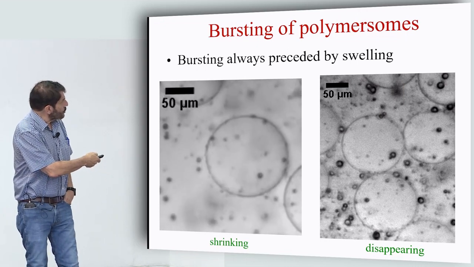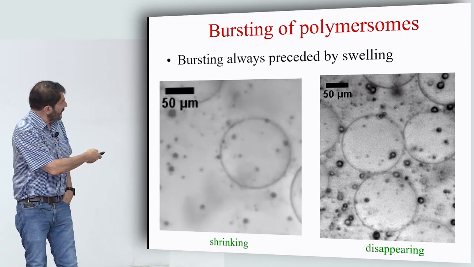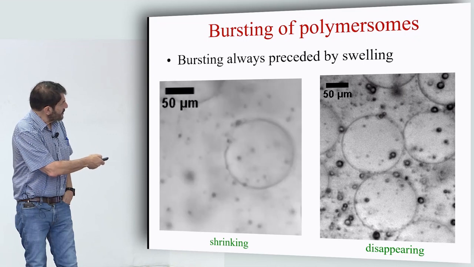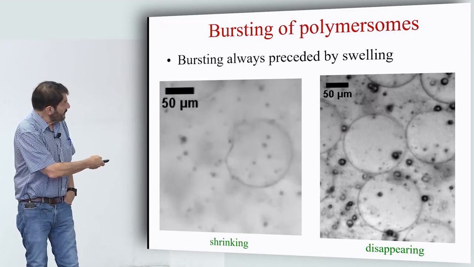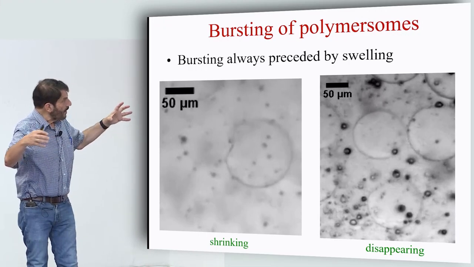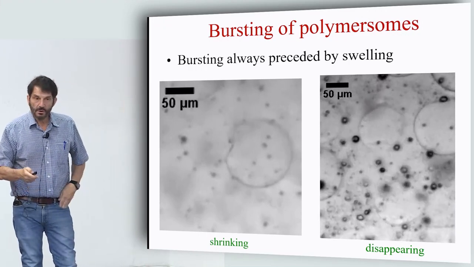You can see that it first grows, and then suddenly a little hole develops and it starts to shrink. If you watch this one over here, the same thing will happen. You see, the first thing is it grows, it's taking water in, and then it collapses as the hole develops.